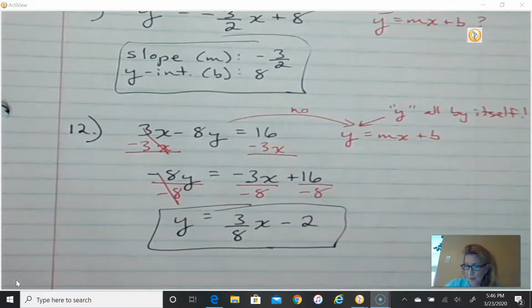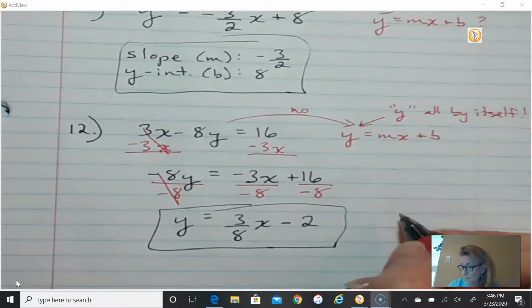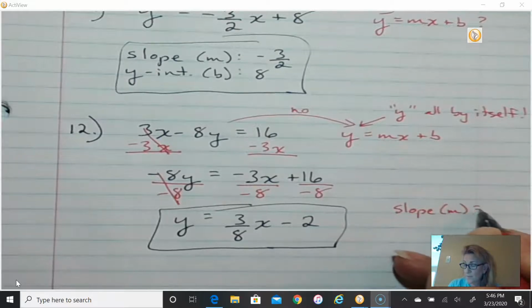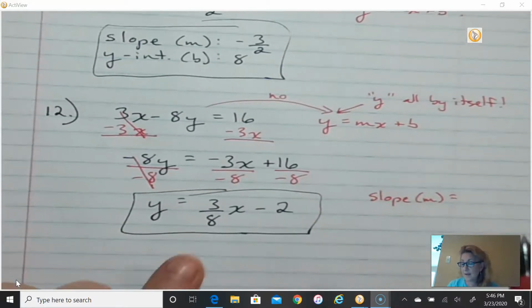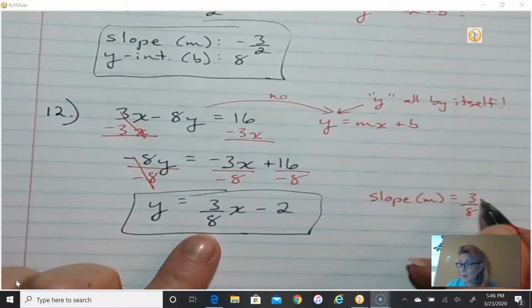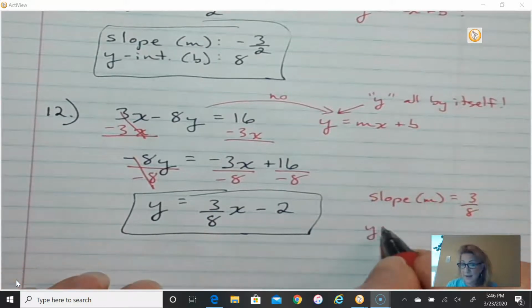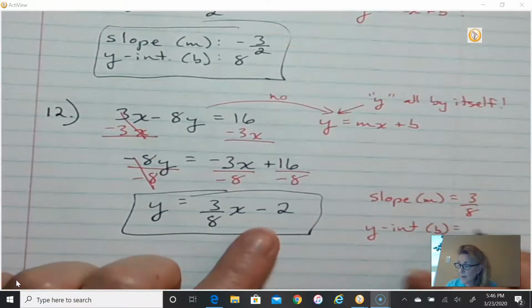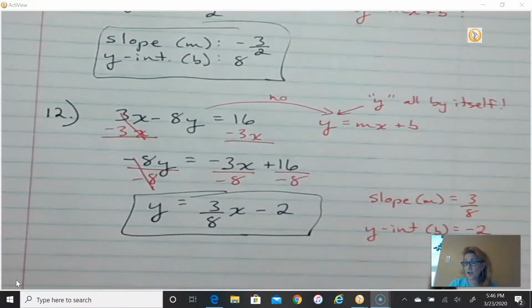Sorry. What is your slope, which is m? It's 3/8. Rise over run. Your y-intercept, which is your b, is -2. You're going to need that.